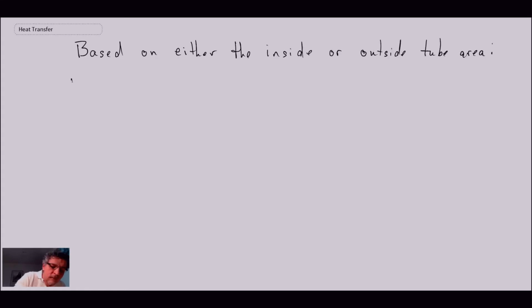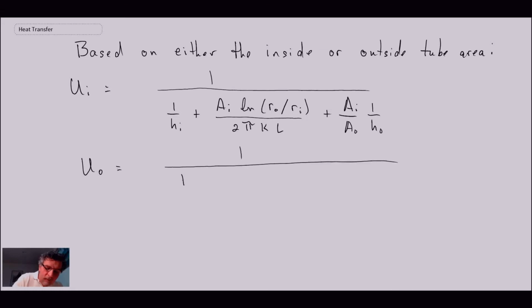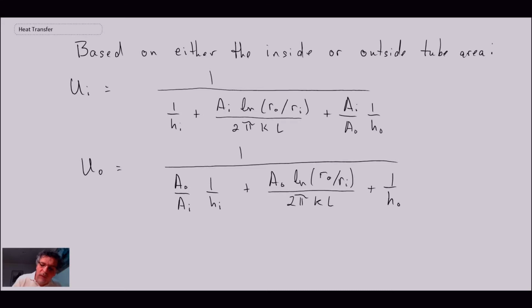So what we're going to do is write out two different overall heat transfer coefficients. Those are two different ways of expressing the overall heat transfer coefficient, depending on whether you use your inner or outer tube area. Now, typical values that we find in heat exchangers are as follows.